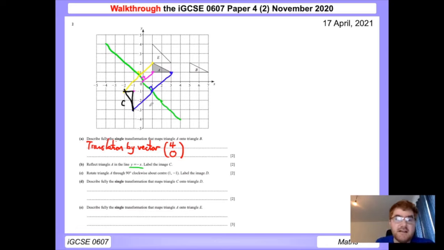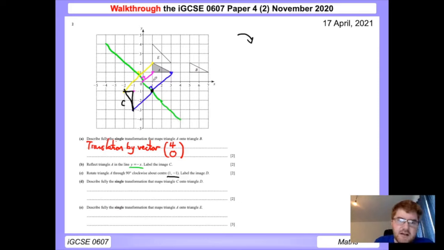For part C, we're going to go back to this original triangle A, and we're going to rotate this 90 degrees clockwise. Remember, clockwise goes in this direction, following the clock, about the center 1, minus 1. Notice we're not using the origin, we're using a different point, 1, minus 1, which we're going to put in black. Again, use tracing paper, so put tracing paper over the shape, draw around it, mark in the center of rotation, and then spin it 90 degrees. However, we don't have access to such clever things here, so we're going to do this manually.